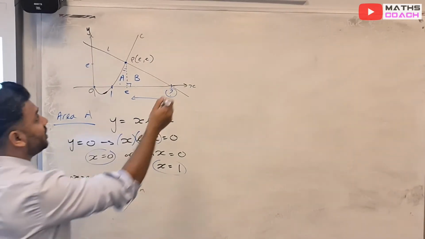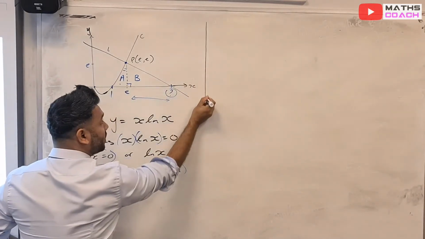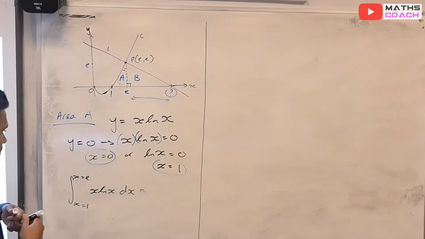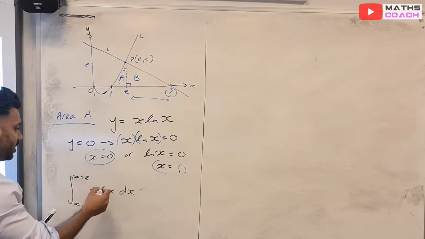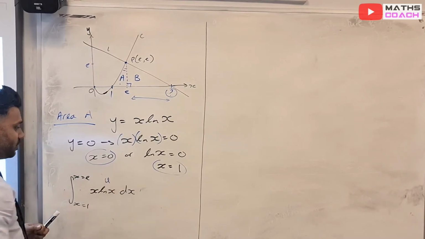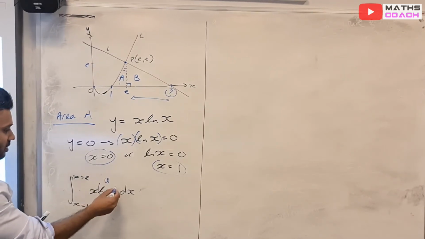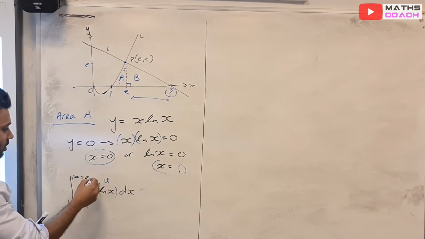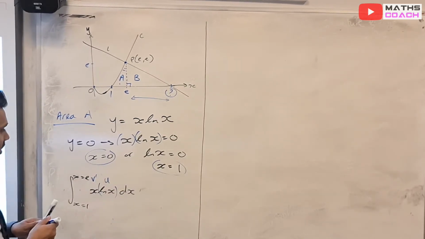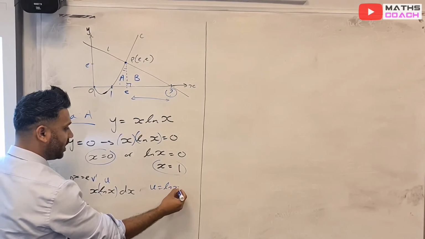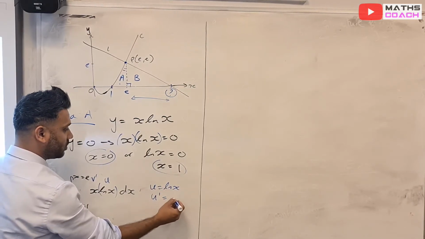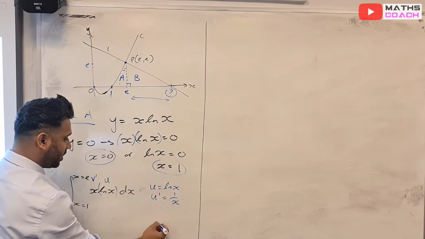Okay, so I'm just going to draw a line here so you can partition the board. All right, so integration by parts. If there's an ln in your integration, the ln has to be the u, which means the x is your v dash. So in integration by parts, u equals ln x, so u dash equals 1 over x.